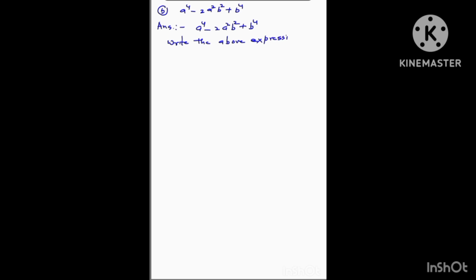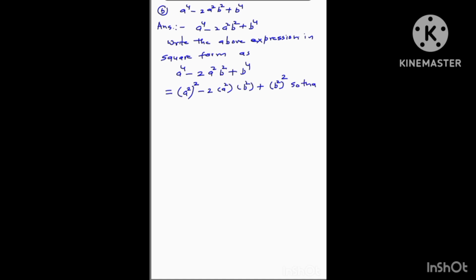Okay, by this time you must have had enough practice, you must have gone through all these exponential laws, use them. So you can write a raised to 4 as a raised to 2 the whole raised to 2. Okay, a raised to 4 minus 2a square b square plus b raised to 4, you can write it like this: a square whole square minus 2 a square and b square plus b raised to 2, that is b again raised to 2. Okay, b square the whole square.